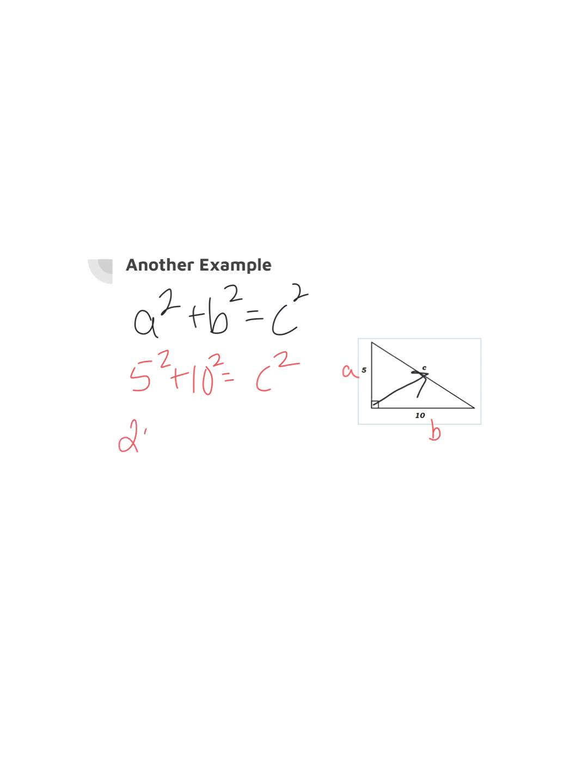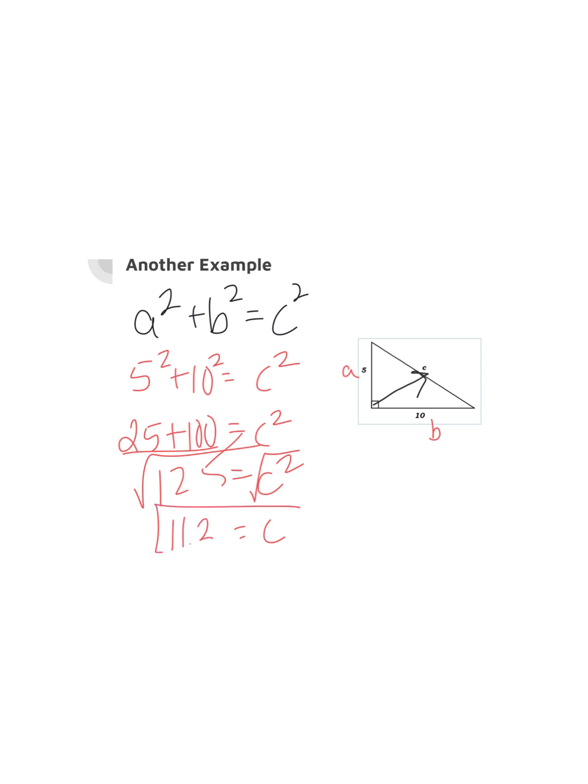5 squared is 25. 10 squared is 100. And so when I add these together, I get 125. So like I said in the previous example, in order to find the value of something squared, like this, we have to do the square root. If you're using your phone, you can turn your phone sideways, and you should see a little square root button there. And when I do the square root of 125, I get approximately the decimal 11.2. And so that's it. That's how easy it is to use the Pythagorean theorem.